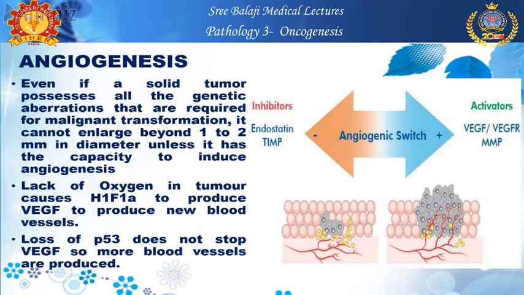The cell needs to grow and for that it requires blood supply. Even if a solid tumor possesses all the genetic aberrations that are required for a malignant transformation, it cannot enlarge beyond 1 to 2 millimeters in diameter unless it has the capacity to induce angiogenesis. Lack of oxygen in the tumor causes HIF-1 alpha to produce VEGF to produce new blood vessels. The loss of p53 does not stop VEGF, so more blood vessels are produced. VEGF is also called vascular endothelial growth factor.